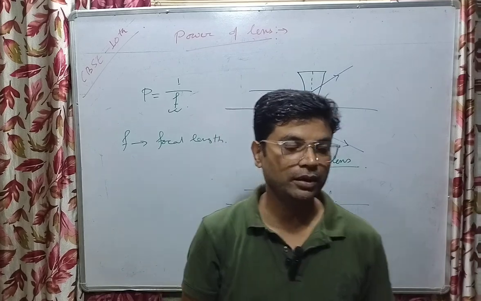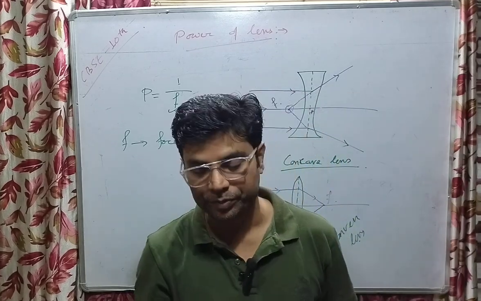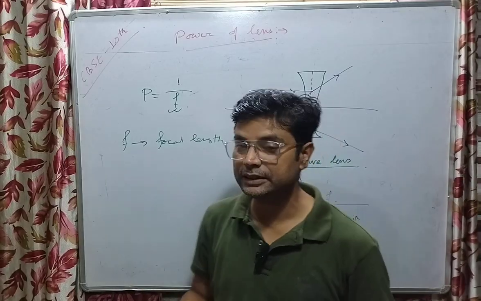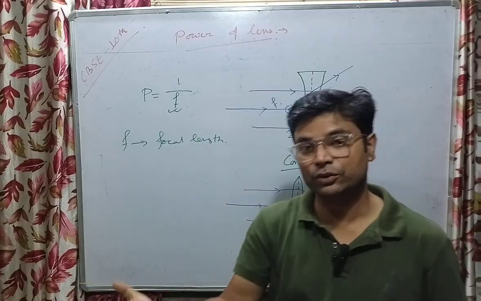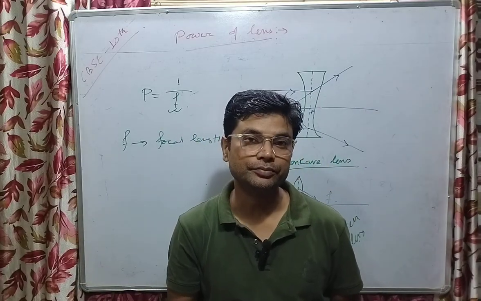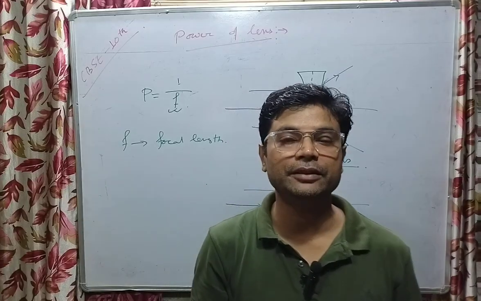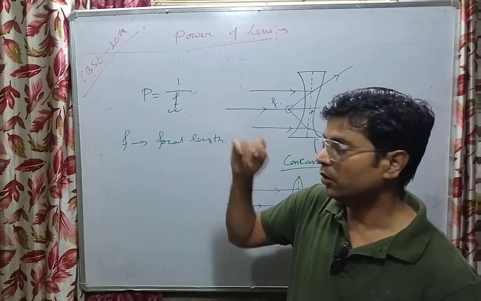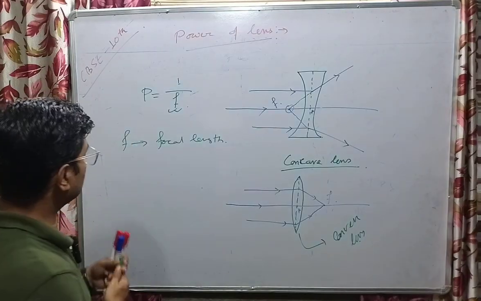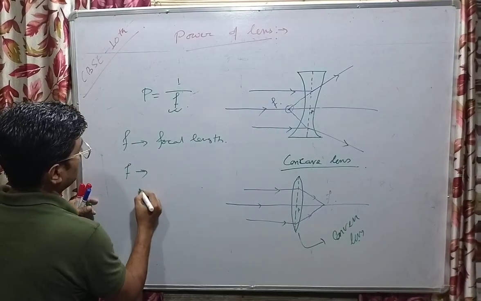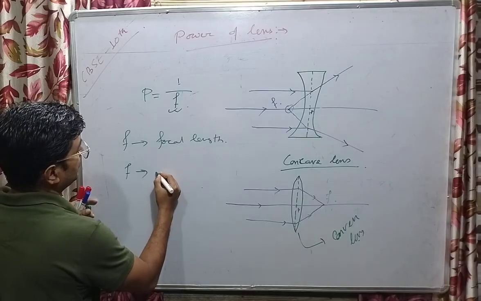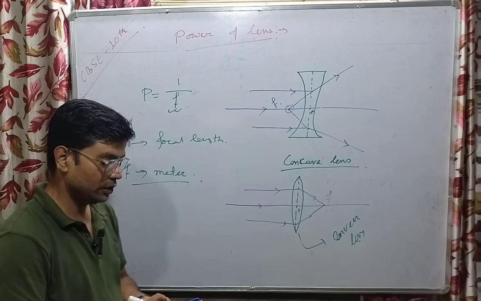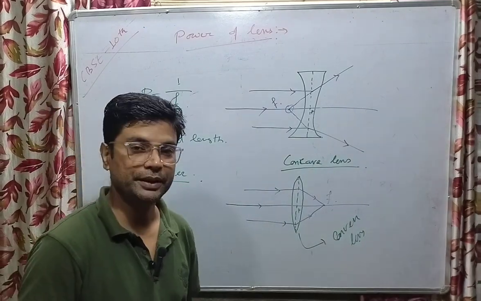Another important point, keep in mind, whenever you calculate power of a lens, you must convert focal length into meter. Whether it is given in millimeter, centimeter, kilometer, no matter, you must convert that unit into meter. Power of a lens should be calculated with focal length converted into meter.